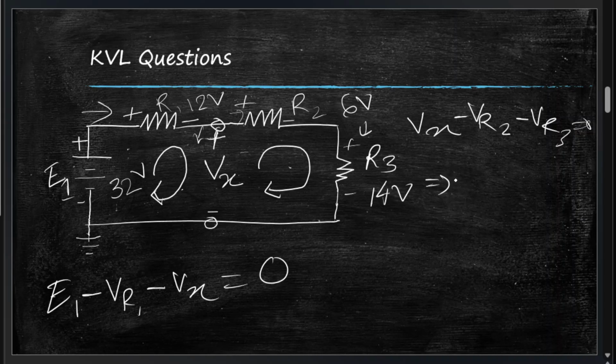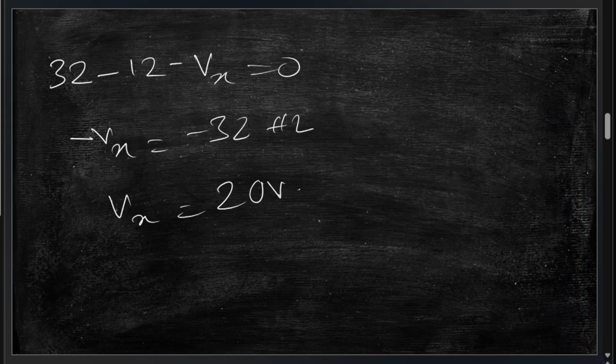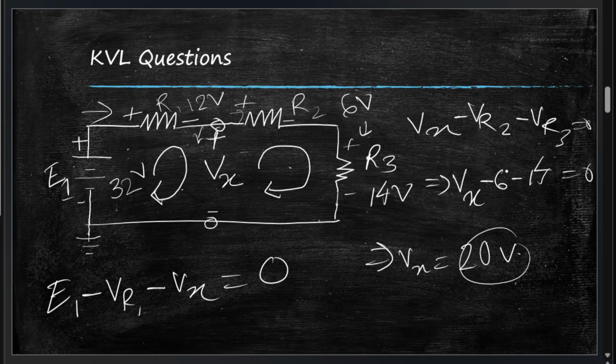You can just do it here. So Vx, substituting the values, Vx minus 6 volts, again minus 14 volts equal to 0. So Vx is equal to 6 plus 14, which is 20 volts, which is the same as we had here. Same value, because it's the same thing, we just changed the loops.